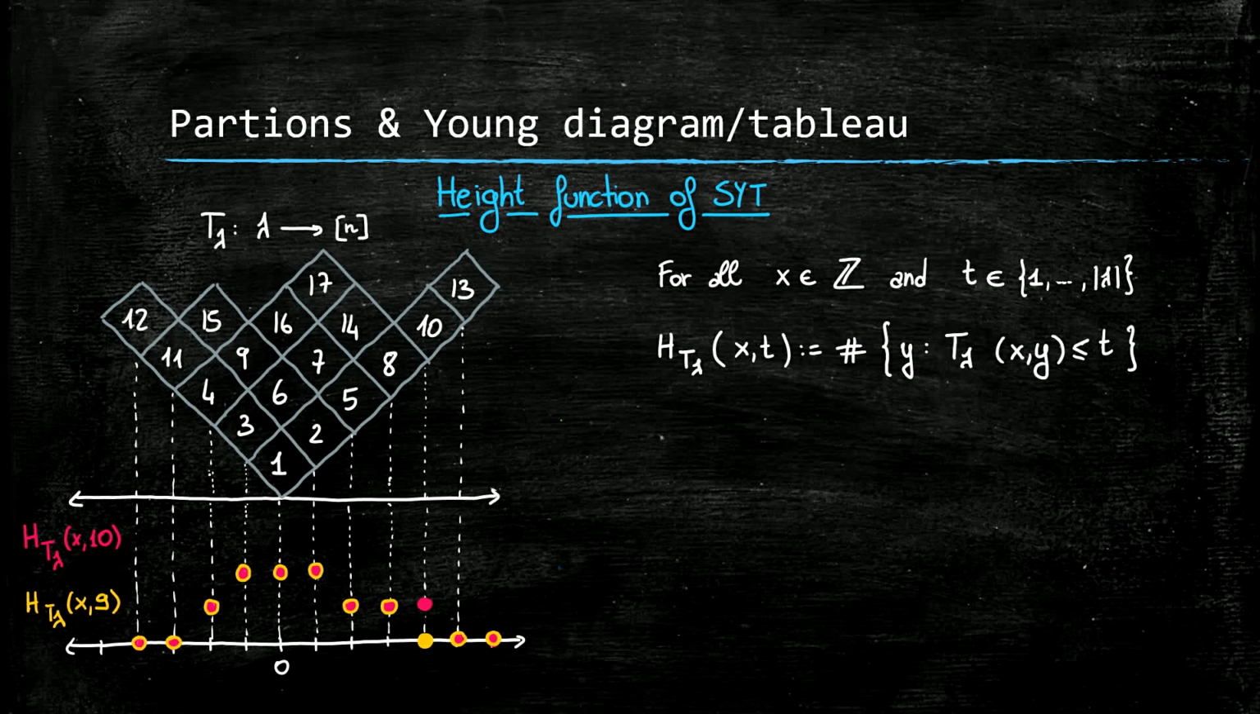So the height function is 0 here. There are no boxes less than or equal to 10 here and there. Then here you pick up 1 because there is this 4. Here there are 2, 3, and 9, and so on. Okay. And as you can see, as a function of x, when you move t by 1, they change at exactly one place, right?